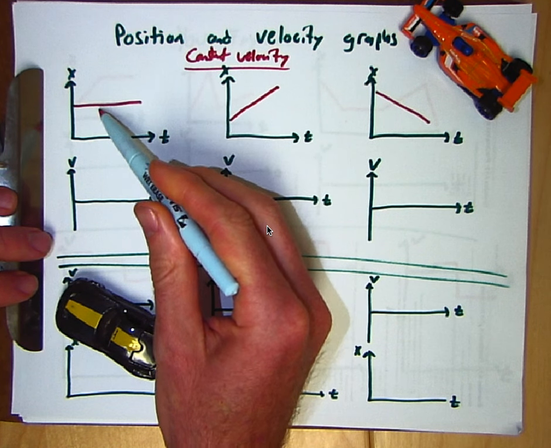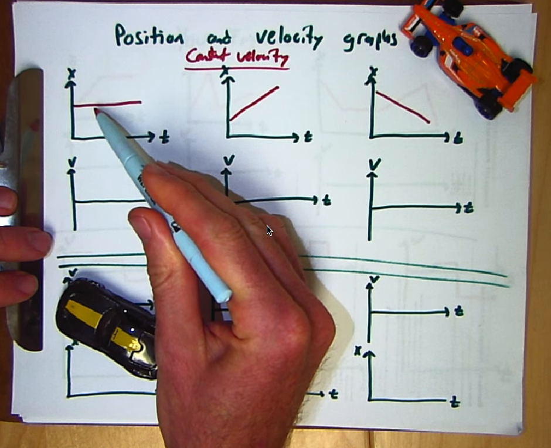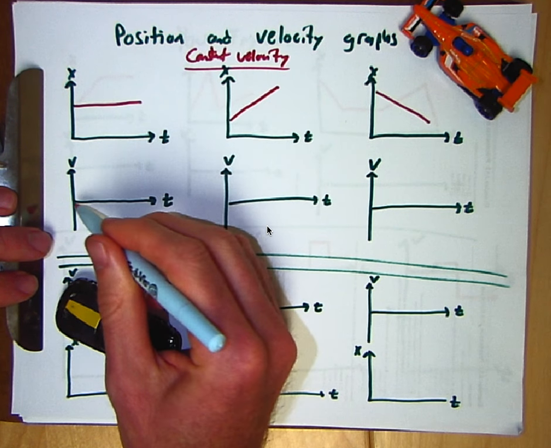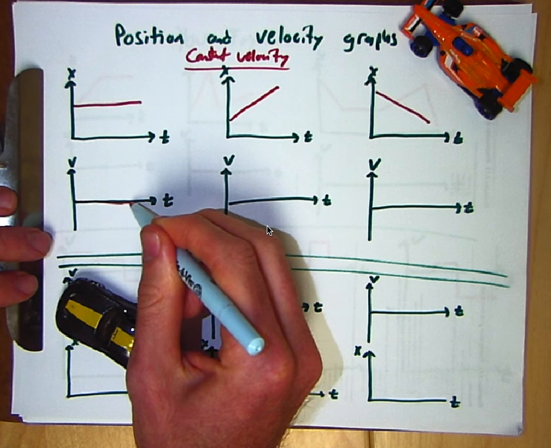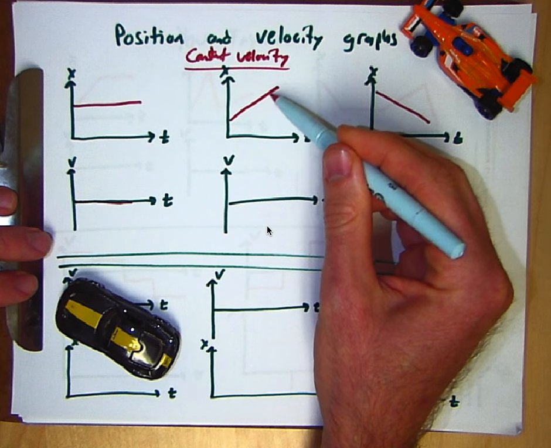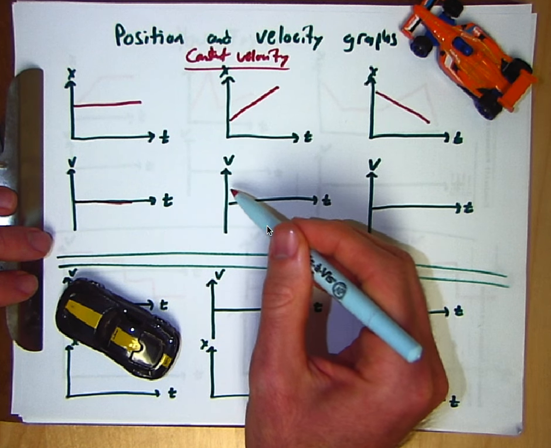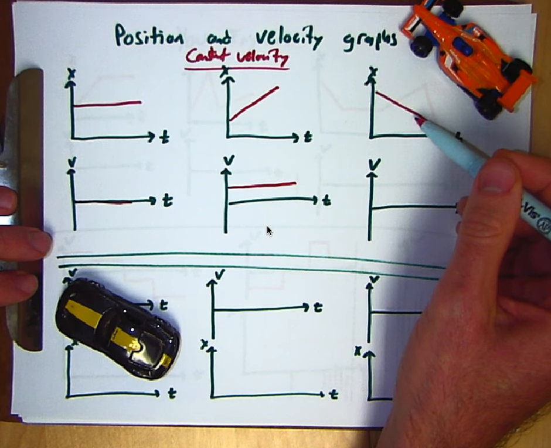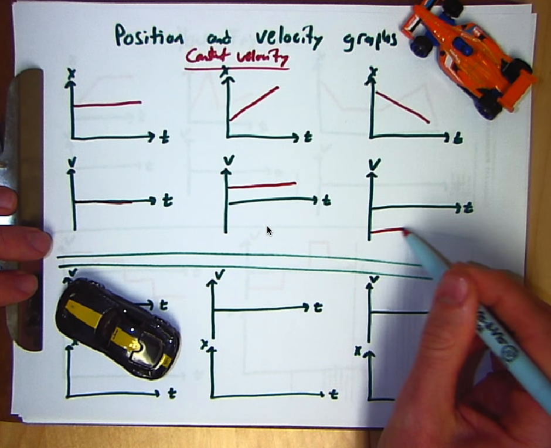As far as matching this to a velocity graph, this is pretty easy. This is signifying that I'm not going anywhere, so that means my velocity is 0. So down here, that would just be something like that. This is signifying a positive constant velocity, so that would be somewhere up here like that. And this is a constant negative velocity, somewhere down there like that.